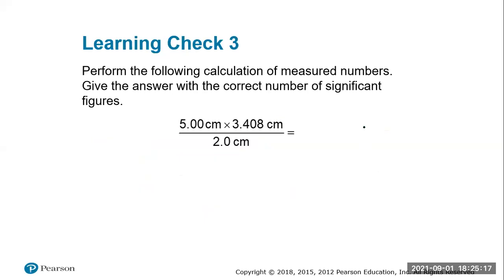So sometimes you do have to adjust it to get yourself to the right number. So let's take a look at this one here. Again, we would normally perform the top part first. So we are multiplying here, basically taking 5 times 3.408. That would give me an answer up on top of 17.04.